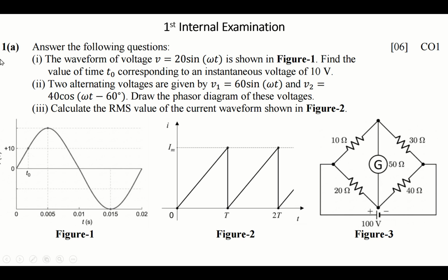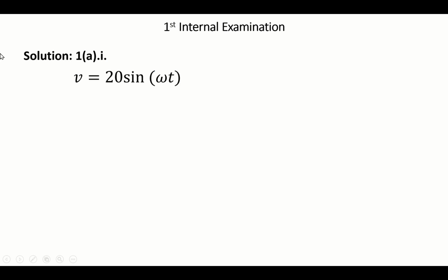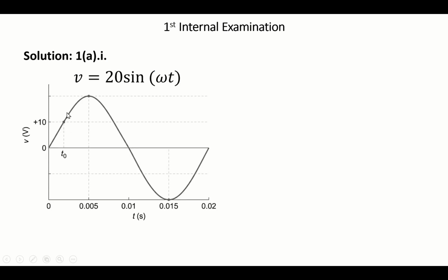So in case of the first part of question 1a, you will be required to find the value of T naught, which is shown in the figure here, corresponding to an instantaneous voltage of 10 volts, which is marked here. If we look into this waveform, the expression for the voltage is given as 20 sine omega t, which means that the maximum value, or the peak value of this waveform, is 20. So we can mark this as 20 and this is minus 20 volts.